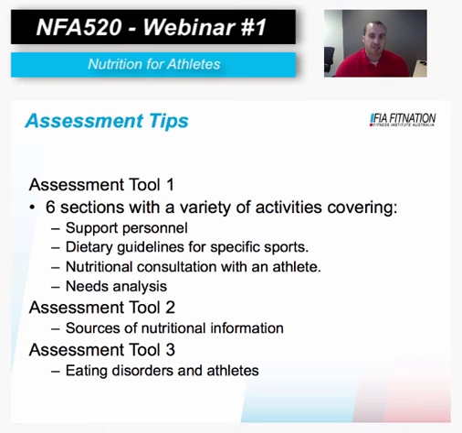Assessment tool 2 looks at sources of nutritional information. So as I mentioned right at the start of this PowerPoint, as a nutritional coach, you'll be expected to perform your own research, dissect that information, critique it, and then come up with the application that you're going to provide to your athletes. And then last up, we've got assessment tool 3, which is looking at eating disorders within athletes. And this is something that unfortunately is quite common, particularly with endurance athletes, but also with athletes that need to achieve a particular weight in order to perform.